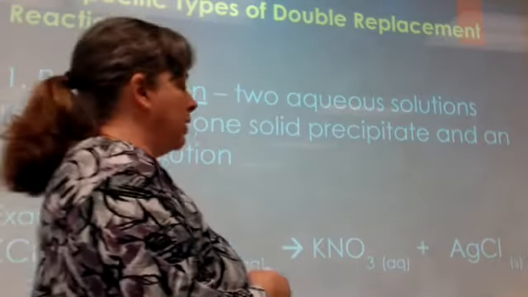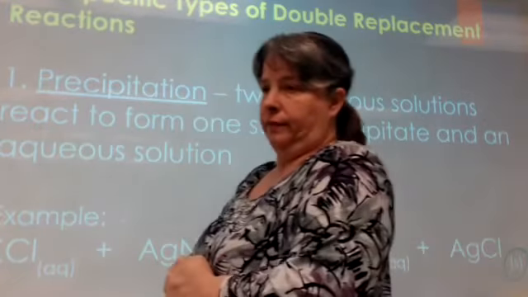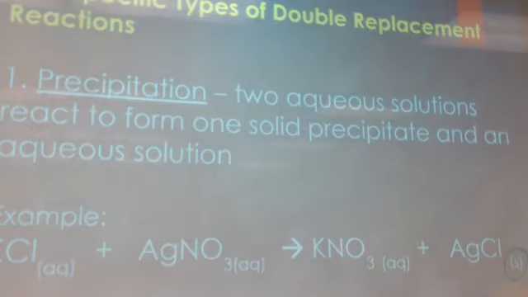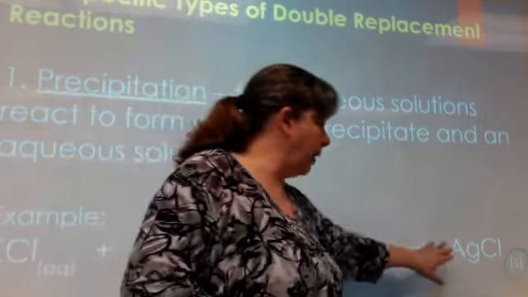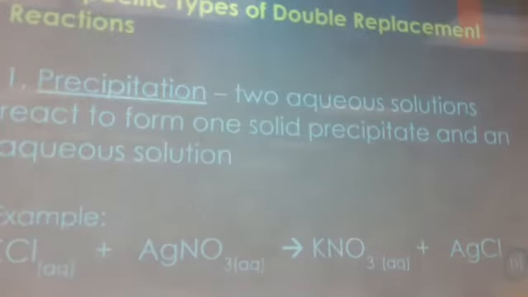So the trick to knowing when you have a precipitation reaction is that one of your products will be a solid, aka precipitate. We'll talk about how we know the states of matter later in this lesson. Okay, again, it is just a double replacement reaction. Compound plus compound produces compound plus compound. The only thing that makes it special is that a solid forms.